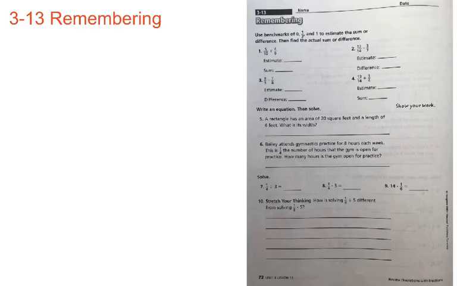Good morning, class. 3-13, remembering, we are going back to previous units in this one. We are estimating the sum and the difference of fractions with unlike denominators, and then we are solving some story problems as well as dividing and multiplying some fractions. And you can go ahead and put an X through stretch your thinking.